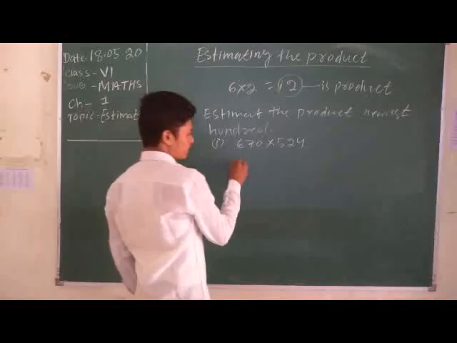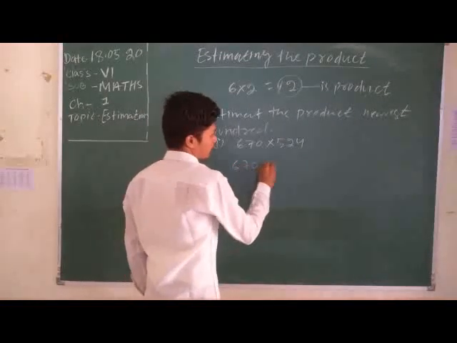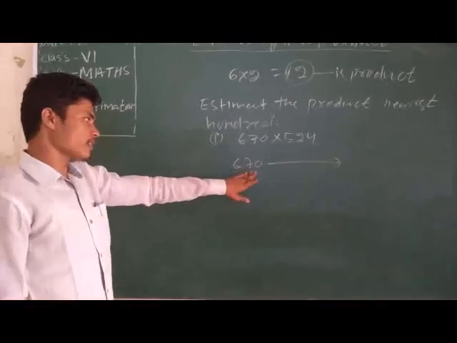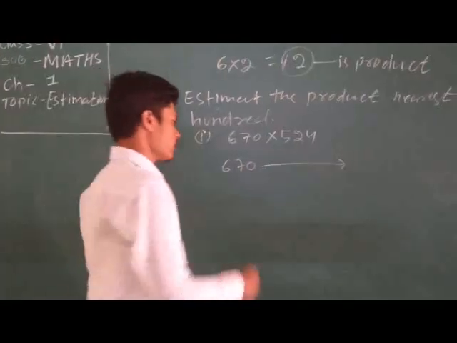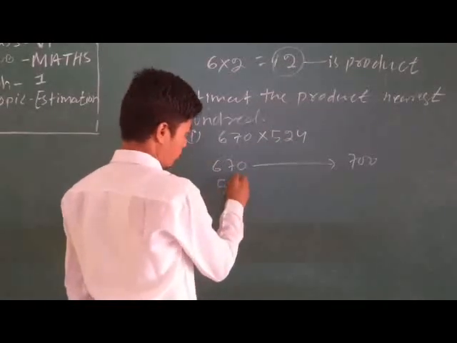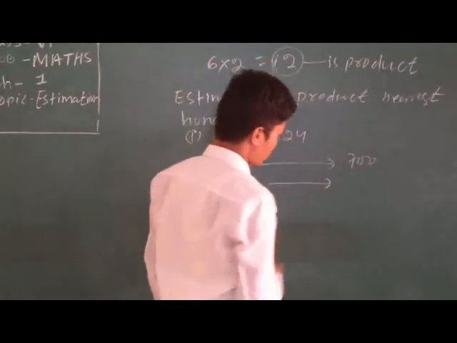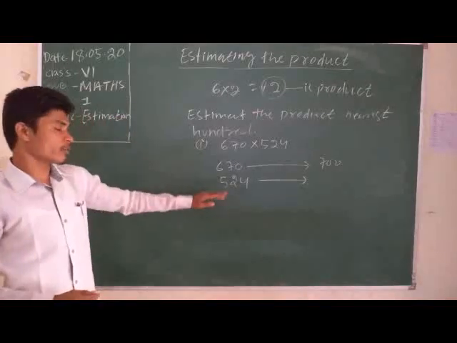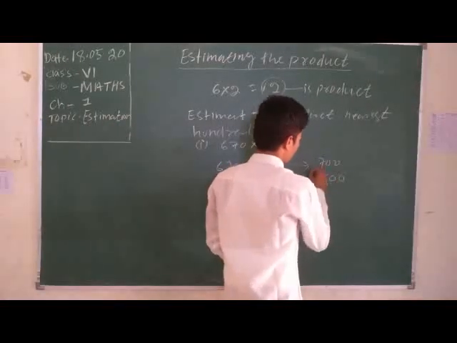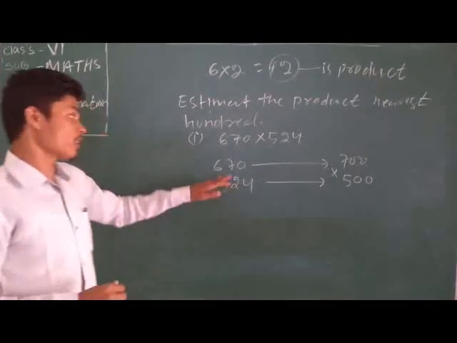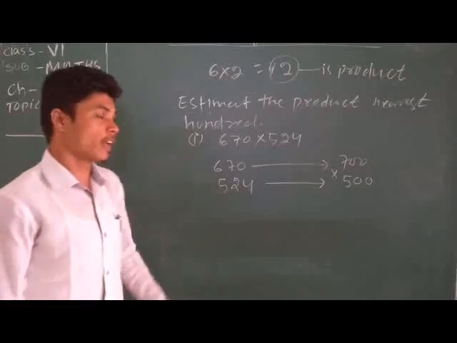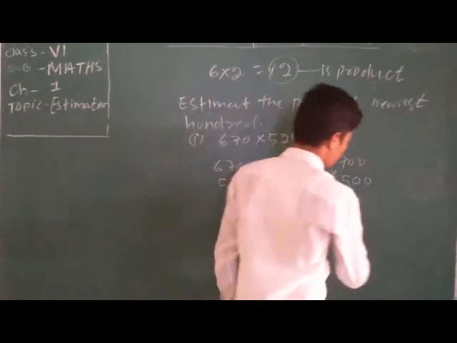Then 670 is rounded to the nearest 100. Compare the tens place. The tens place, 7, is more than 5. That's why it should be 700. Clear? Then 524 is nearest to which, 600 or 500? Nearest to 500. That's why we write 500. So we rounded 670 to 700 and 524 to 500. Now we have the estimated product.